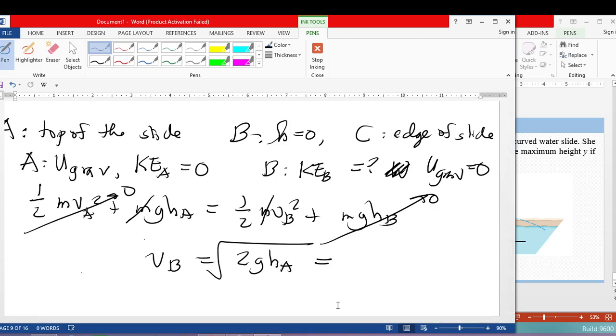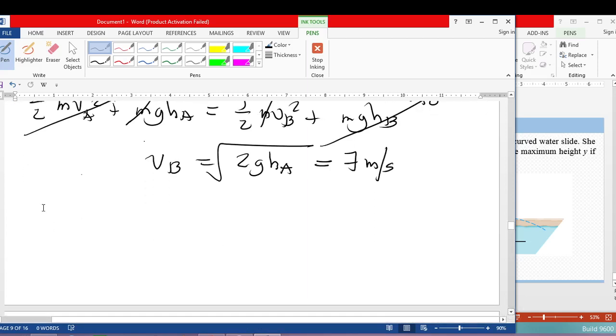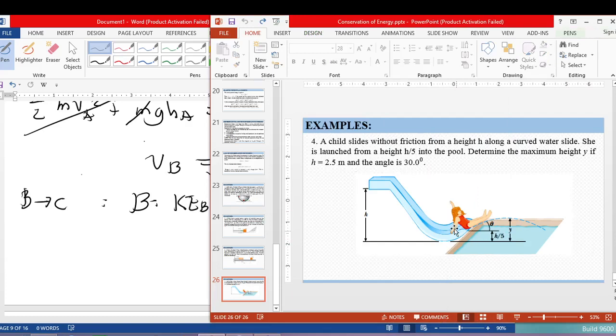And taking the square root, there is 7. So the speed at point B is 7 meters per second. Then moving from B to C. At point B, we already know it has kinetic energy but no potential energy. But at point C, it has both kinetic energy and potential energy, because it also has height.